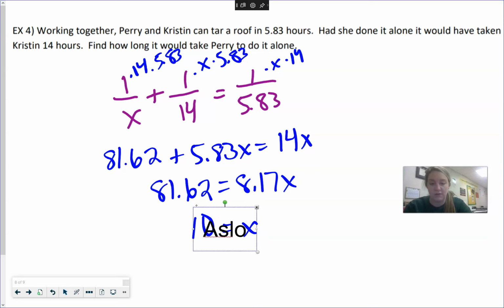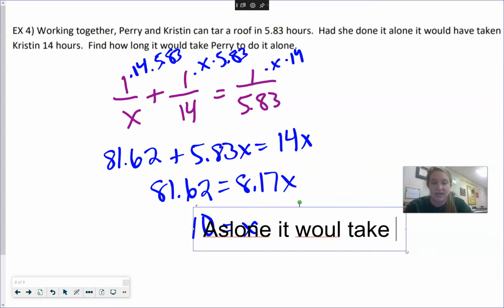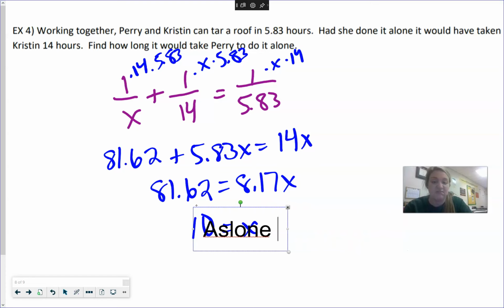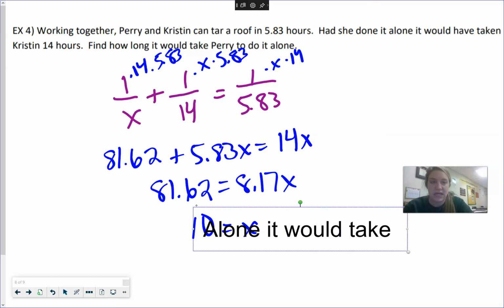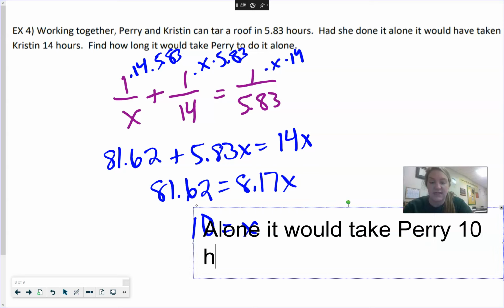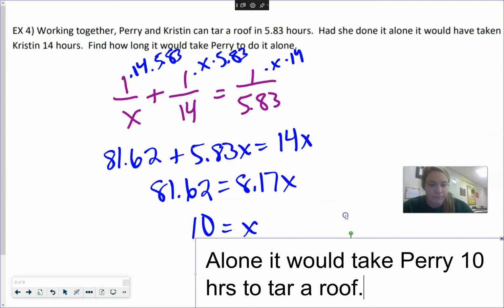So alone, it would take, I can't spell, apparently. There we go. It would take Perry 10 hours to tar a roof. That's an interesting job. There we go.